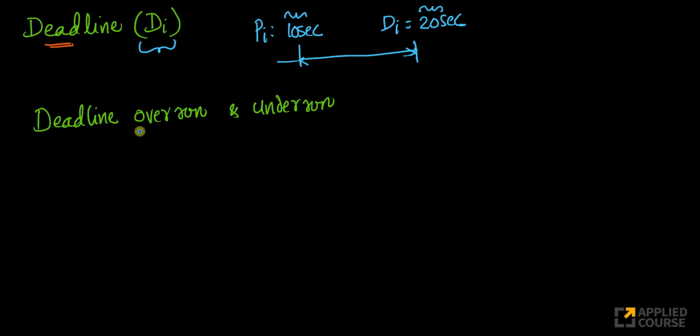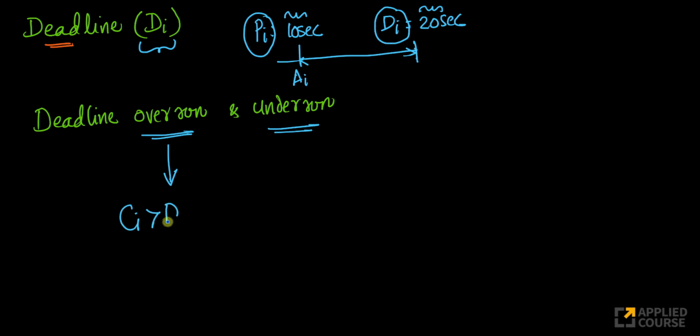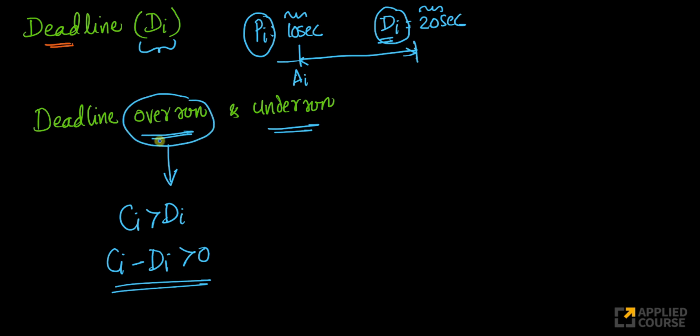Now, two things can happen. We could have something called a deadline overrun or underrun. Overrun basically means that the process did not complete by 20 seconds. So what is my start time here? My arrival time is 10 seconds. Let's assume the complete time is greater than my deadline time. If my complete time is greater than my deadline time, then what does it mean? In other words, if my complete time minus deadline time is greater than 0, then what does it mean? It means my process did not complete before the deadline requested by the process. In such a case, we call it a deadline overrun because we have overrun the time that is given.